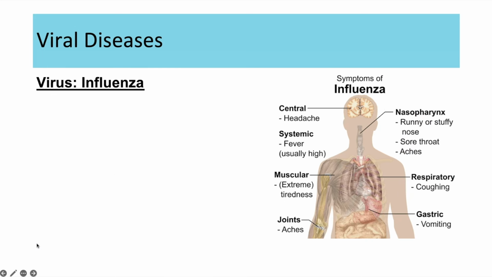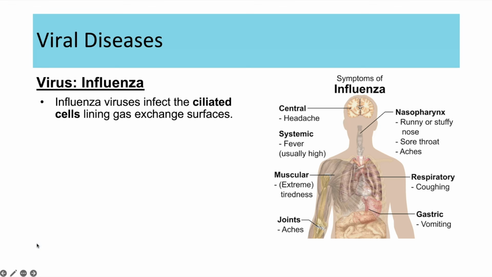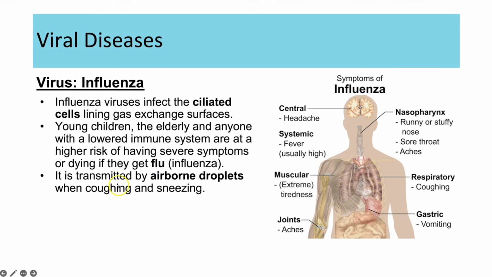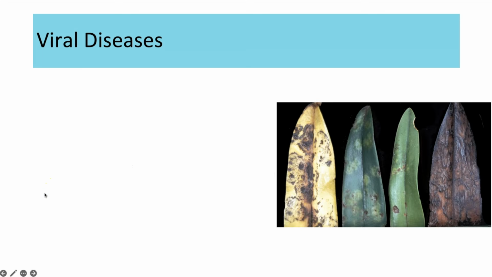Another viral disease you need to know is influenza. And influenza viruses infect the ciliated cells that lie on the gas exchange surfaces. Young children and elderly people, or anyone with a lowered immune system, are at higher risk of having severe symptoms or even actually dying from influenza, which is also known as the flu. It's transmitted by airborne droplets. So when you cough or sneeze, you're releasing these airborne droplets. And if someone else inhales those, then they could become infected with that virus.